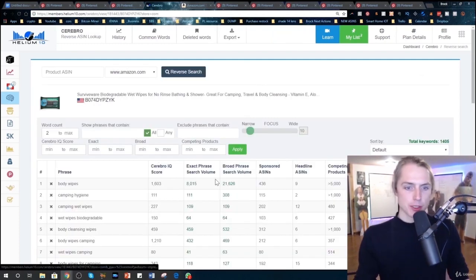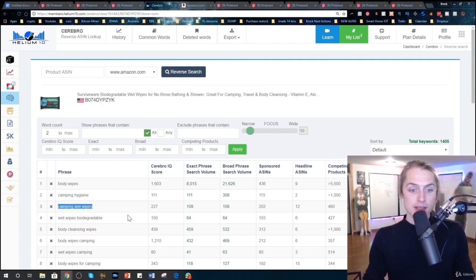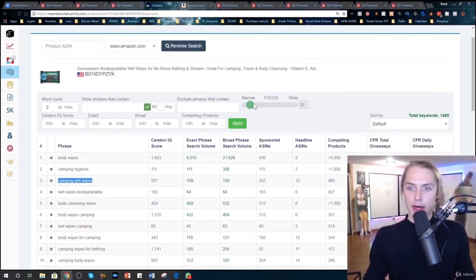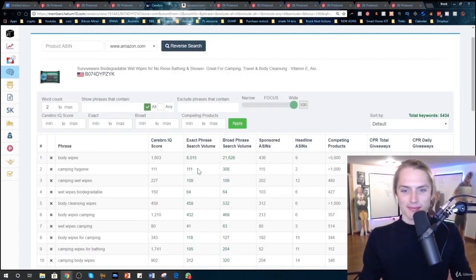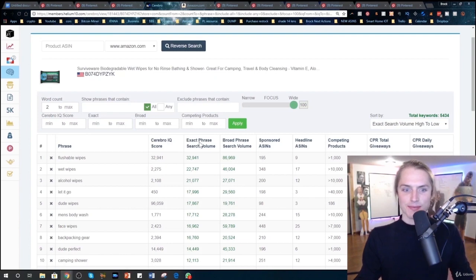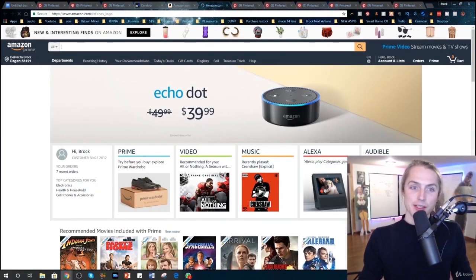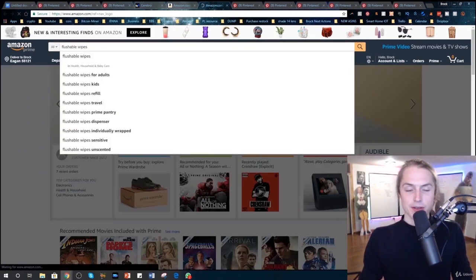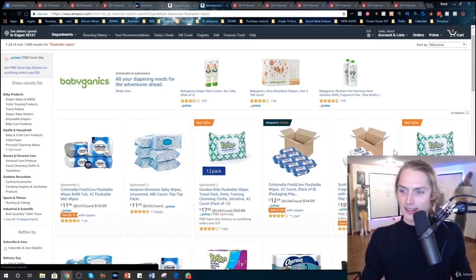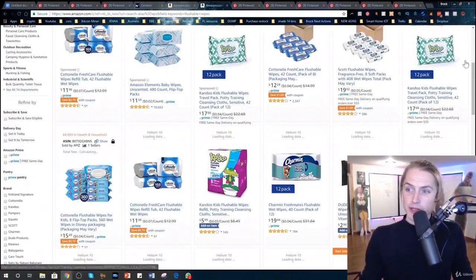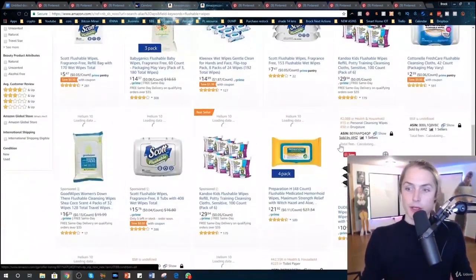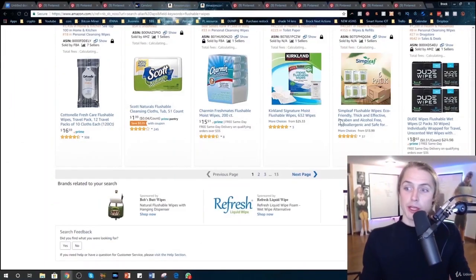All right, we got body wipes, camping hygiene, camping wet wipes biodegradable. We're going to make this wider so we can see that whole market. Exact phrase volume: flushable wipes. Okay, flushable wipes would be more for, I'm guessing, the female traveler, because I know my wife's always concerned about that. Or kids too. So the broadest keyword isn't typically the one that you want to go after.